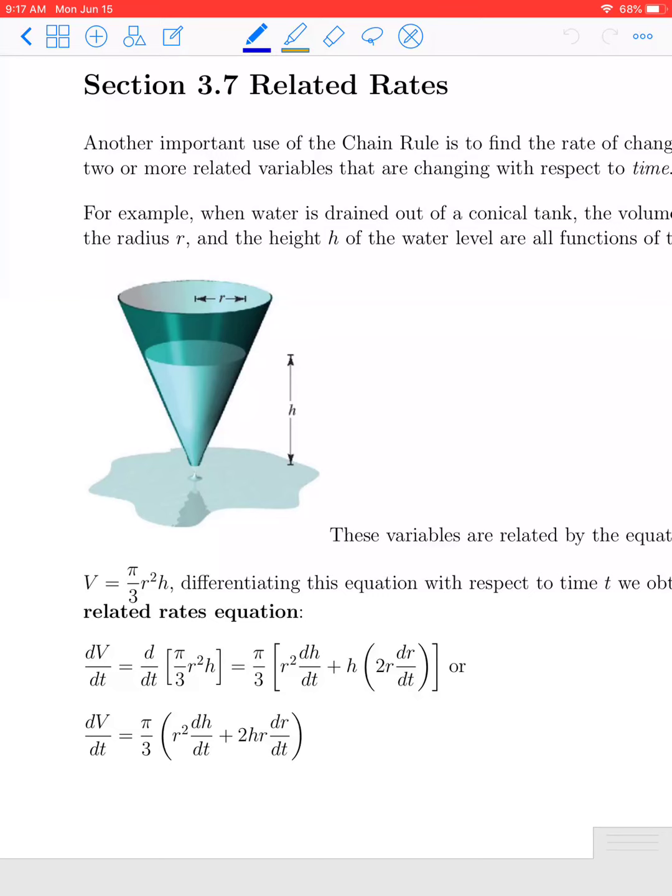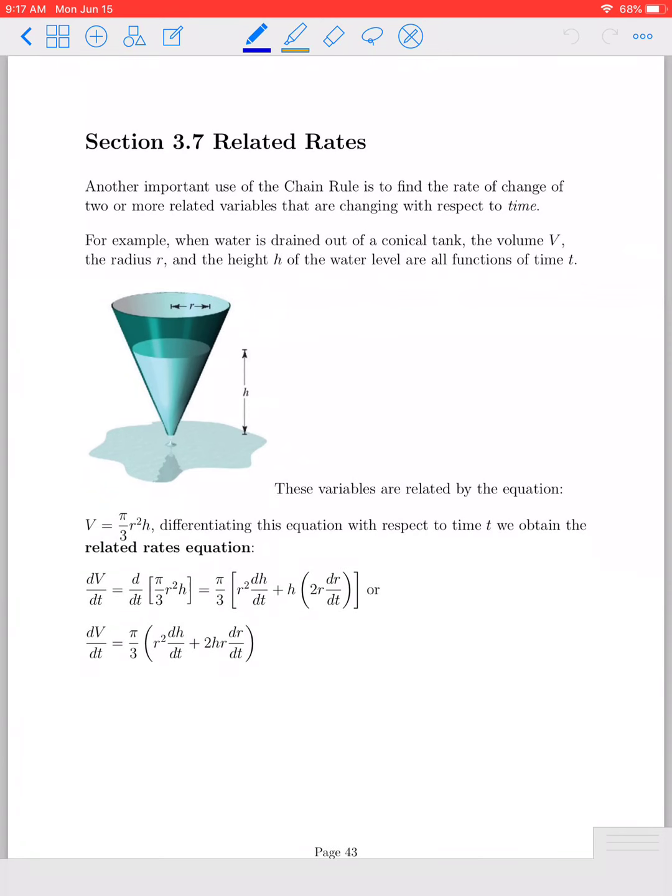In section 3.7, we're going to look at a topic called related rates. Another important use of the chain rule is to find the rate of change of two or more variables that are changing with respect to time.